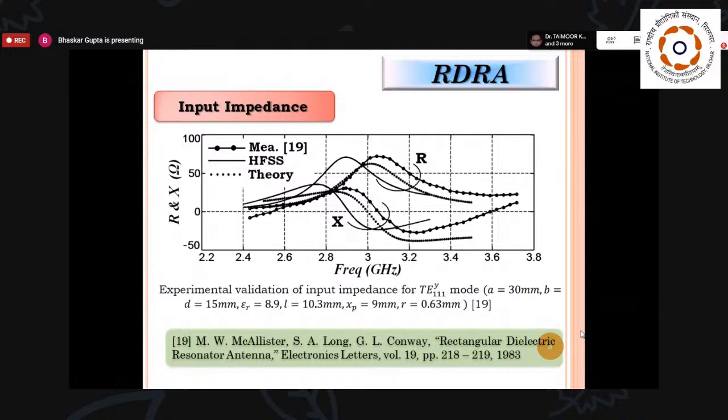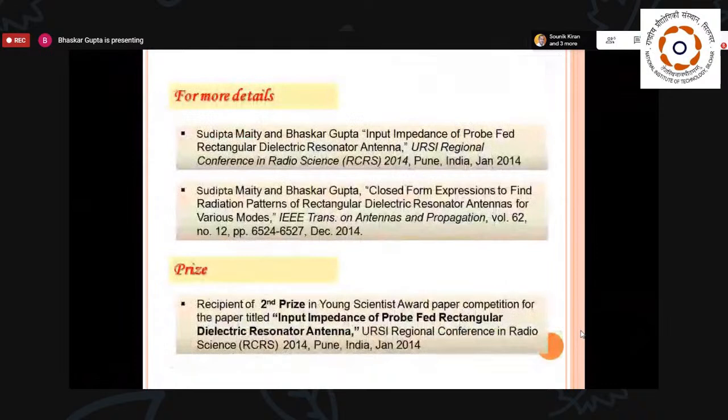But Long's work pointed to one thing that we still find validated, that resonance for DRA shouldn't be obtained from zero crossing of reactance, rather maximization of the resistance value. This is once again because of non-zero variation along the height. For more details, I refer you to these two papers. The first one is also available in Xplore and in URSI Regional Conference. Second prize was also obtained by the research scholar at that time. Now he teaches in NIT Rourkela, Shudipto Maiti.